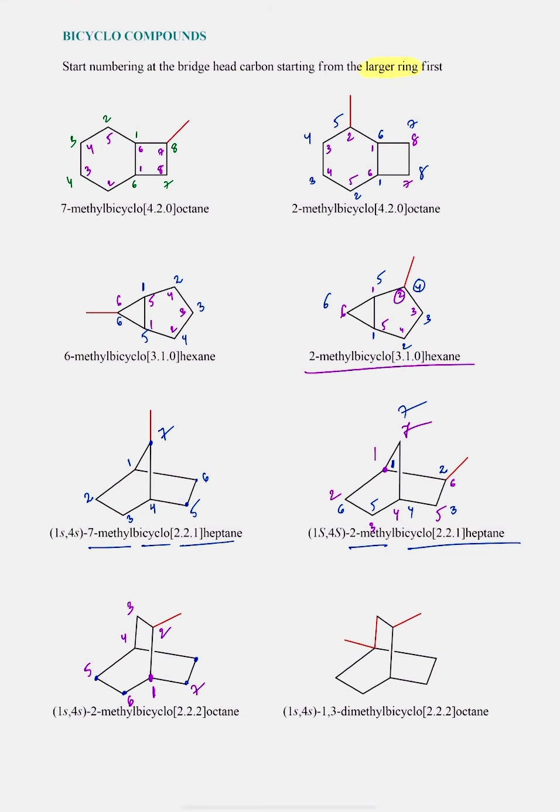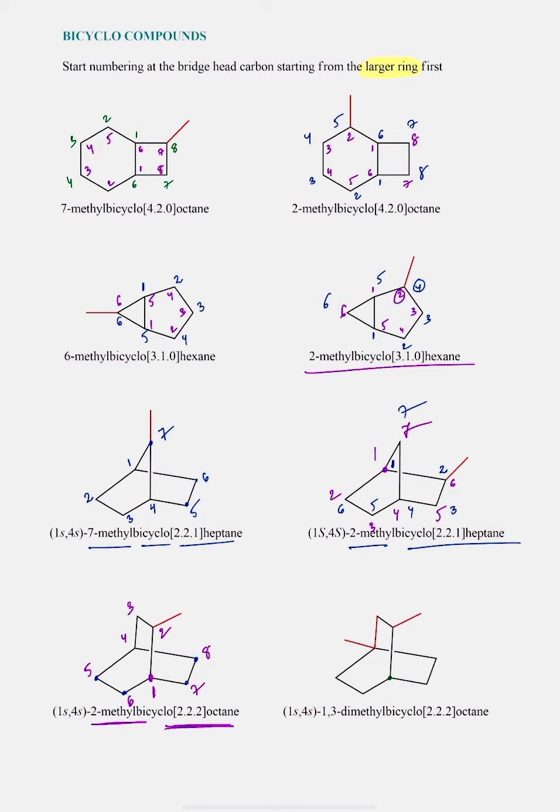Now I can finish numbering, but it doesn't matter because I got the locant for my substituent. So it's 2 and the answer is 2-methyl bicyclo[2.2.2]octane. So that is how numbering is done. What about this next structure? Let me see the next structure.